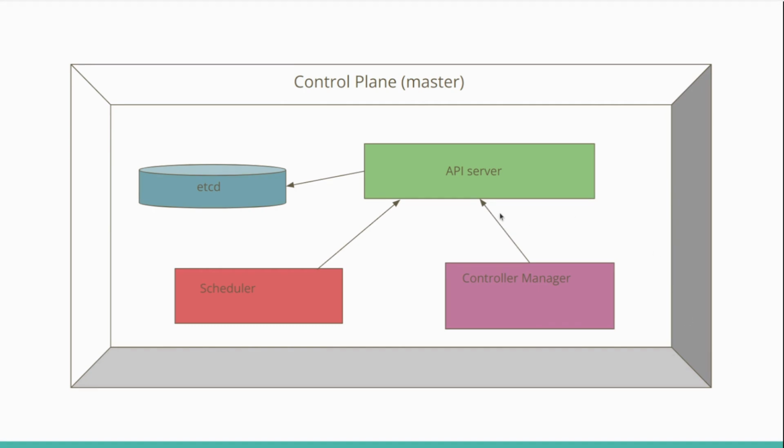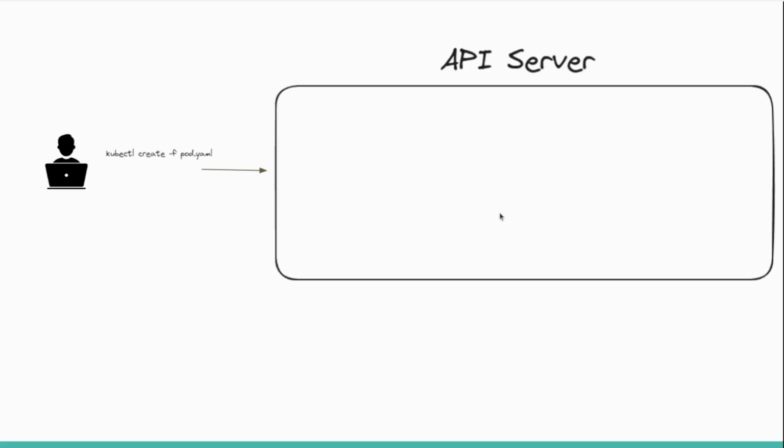Let us now dig a little bit deeper into the API server. Let us assume we have a pod YAML in place which has a pod manifest. We have kubectl, the client, and we have the kubeconfig in place, which has the details about the cluster. So once we do a kubectl create -f pod YAML, the request goes to the API server.